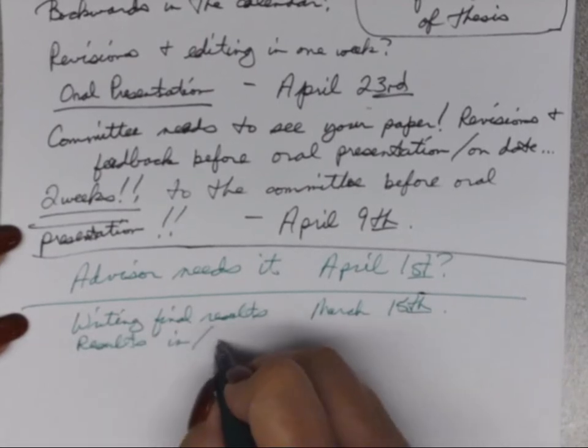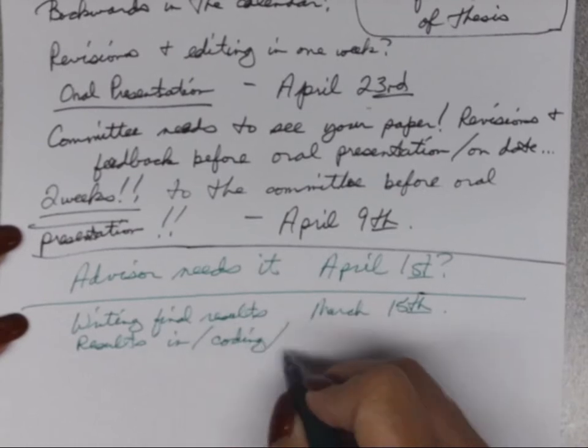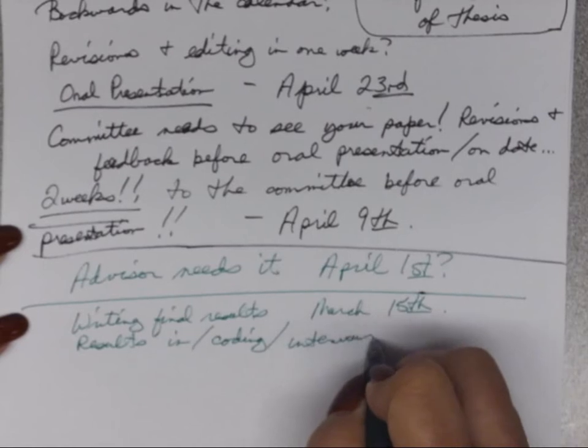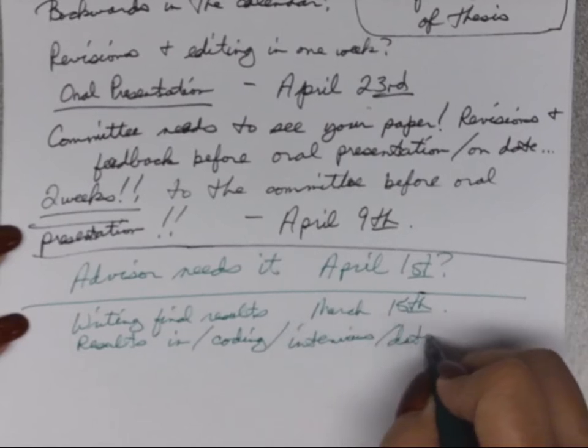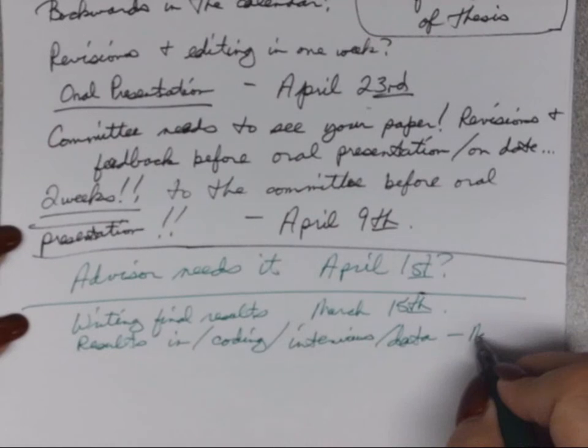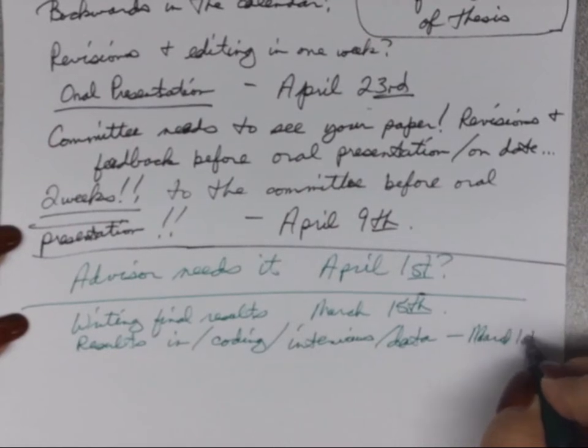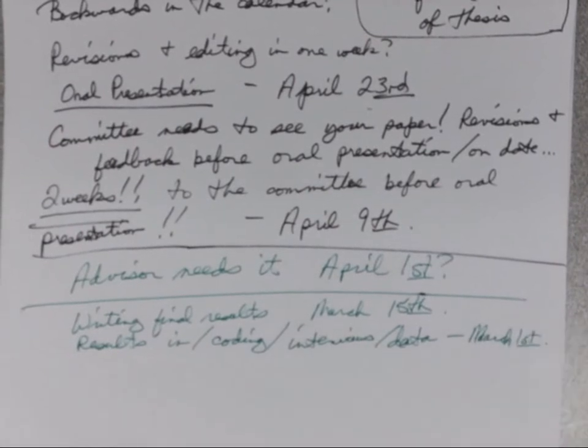Results in, coding, whatever you're going to do, interviews, whatever you're doing, your data. You know, I probably want that by March 1st. Okay, and you just keep working your way backwards. You say, okay, well, if I'm doing, say, a survey about after-school tutoring programs, maybe I'm surveying teachers, maybe I'm surveying students, then I'd better be in the school system, I don't know, beginning of February, trying to gather some data, right?